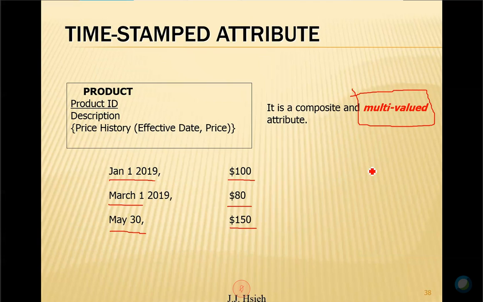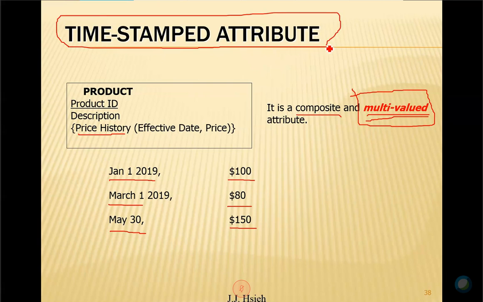And that is why, whenever we see a timestamp, it must be a composite and then a multi-value attribute. Whenever you see a multi-value attribute, convert that into a social entity. Okay. So these are the 4 scenarios. We will have a relationship or attribute converted into a social entity.